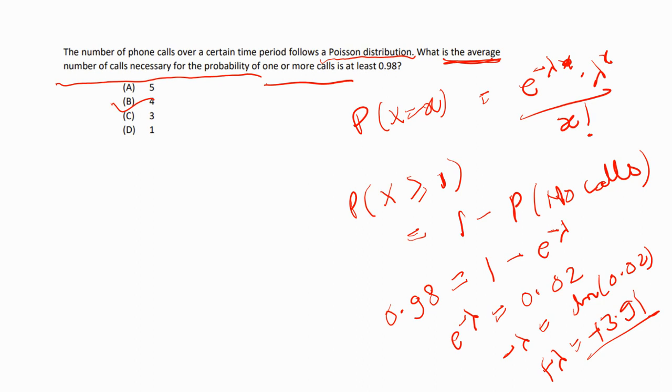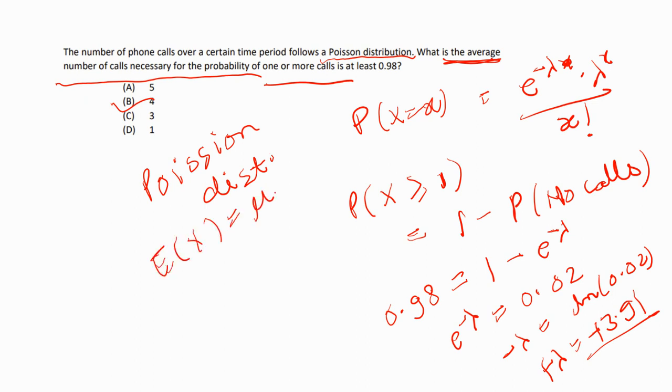And then why do we say that the lambda we get here is the average number of calls? Because for Poisson distribution, the expectation of x, or mu, or you can say mean or average, is equal to lambda. So if lambda is 3.91 or approximately 4, then this lambda is the average number of calls.